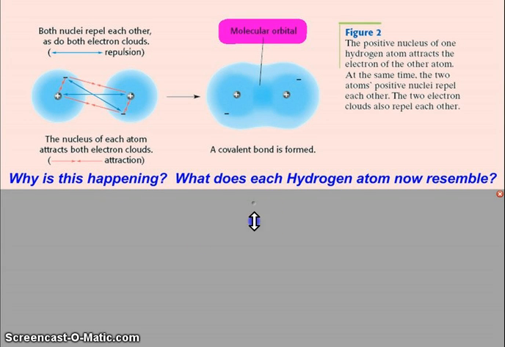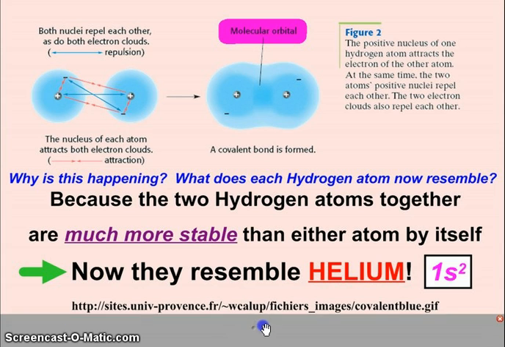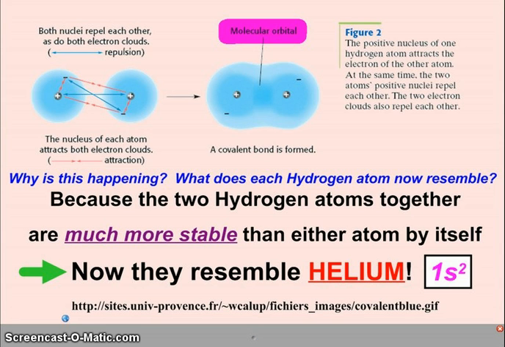Why is this happening? Well, we are doing this, of course, because of stability. Two hydrogen atoms together are much more stable than either atom by themselves. Again, our atoms are on a quest for nobility. They want to be stable like the noble gases. And so now these hydrogen atoms merge together. They each think they have two valence electrons, which is just like a helium atom.